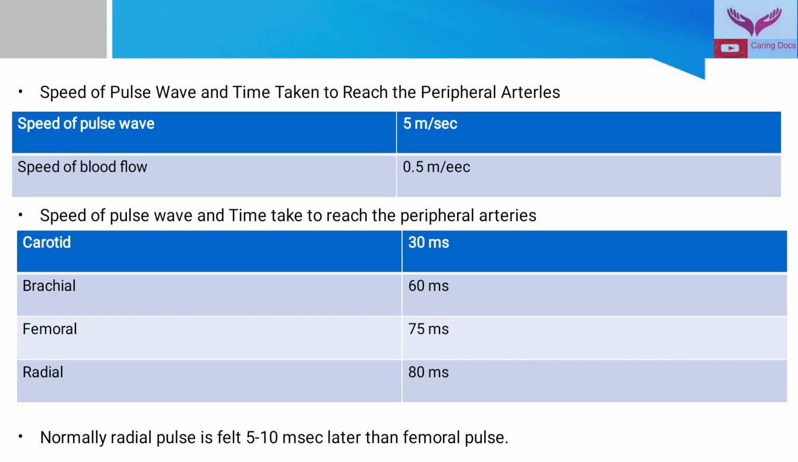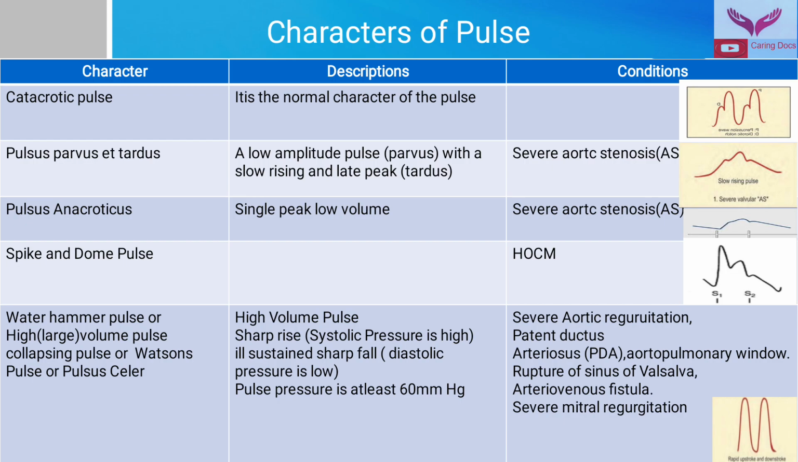Normally, the radial pulse is felt 5 to 10 milliseconds later than the femoral pulse. If they are felt simultaneously, then we can say there is radio-radial and radio-femoral delay. In the character of the pulse, we can have different characters in different cardiac pathologies. The anacrotic pulse is the normal character of the pulse, where we see all the components of the wave.